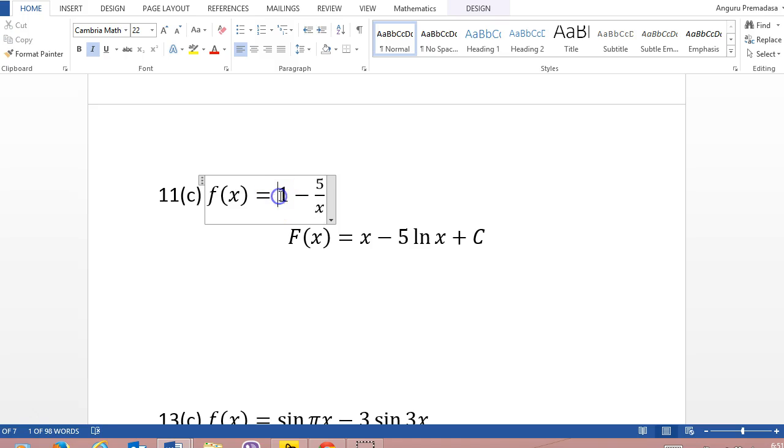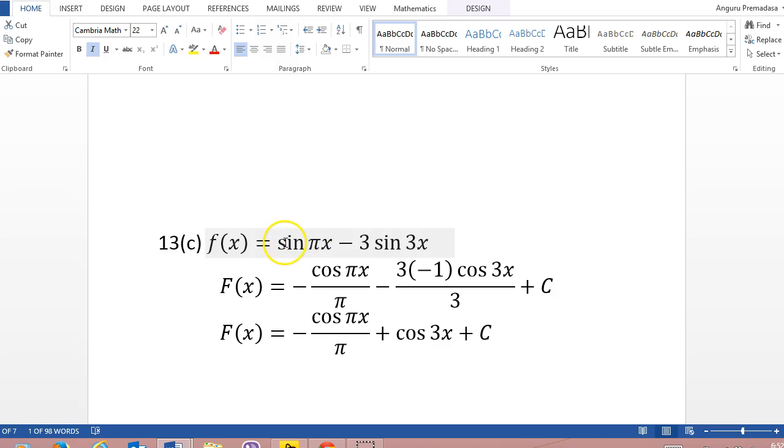So once again you have a difference, so you can take each piece and find the antiderivative. The antiderivative of 1 is what? x. Minus 5 times, then you have 1 over x here, and the antiderivative of 1 over x is the natural log of x. So it's x minus 5 times the natural log of x plus a constant.